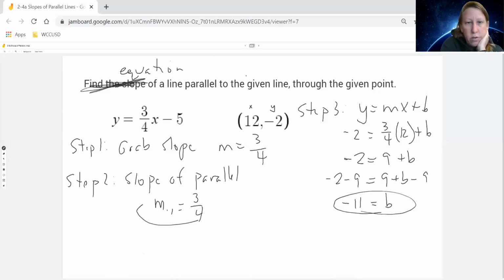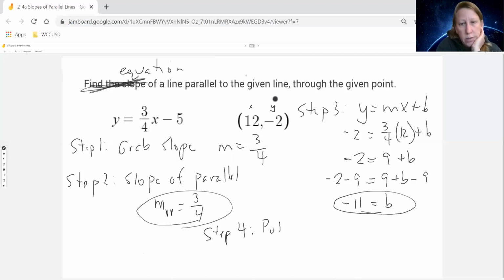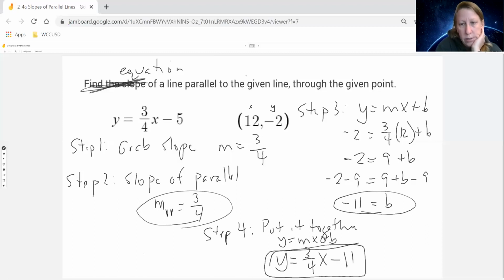I have the slope figured out. This is the slope of the parallel. And I have to do my last step, which is to put it all together. I have y equals mx plus b, and I'm going to write y equals 3/4 x minus 11. All right, that's how you do these.